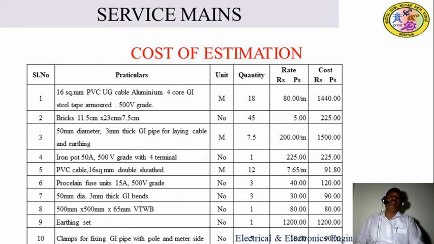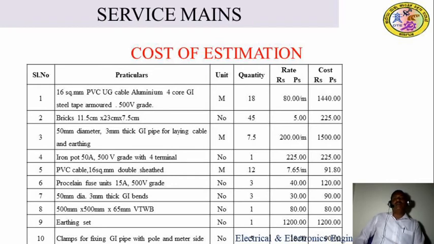Next, the posting fuse unit 15 amps 500 volt grade. It is available in numbers, 3 numbers required. Each cost should be 40 rupees. The total cost becomes 120 rupees. Next, 50 mm dia, 3 mm thick GI bends, 3 numbers required. Per bend cost should be 30 rupees. The total cost becomes 90 rupees. Next, 500 into 65 mm varnished teak wood board, available in the market, 1 number. The rate is 80 rupees. The cost is also 80 rupees, for fixing the energy meter.